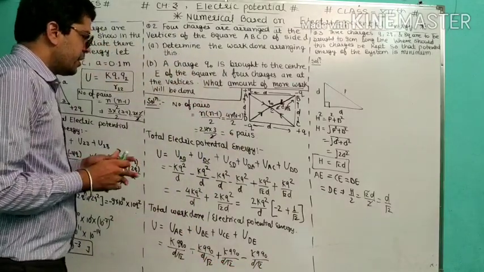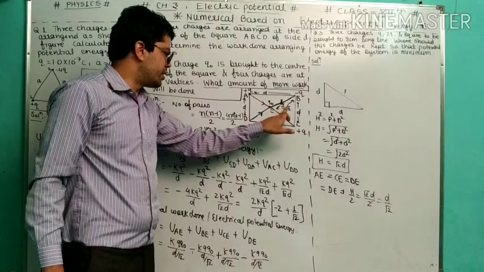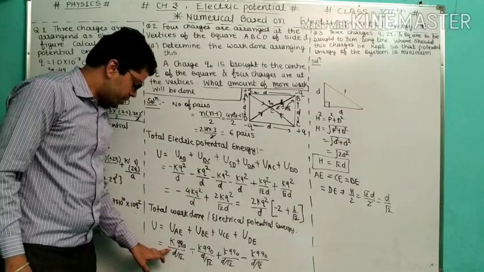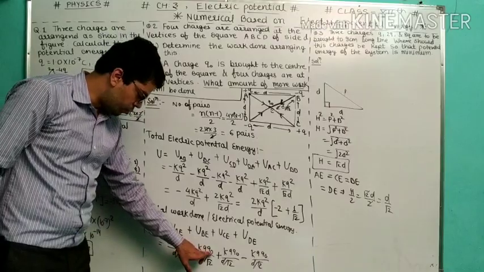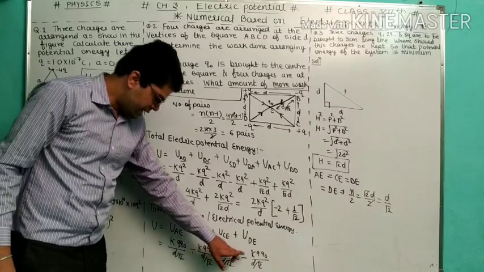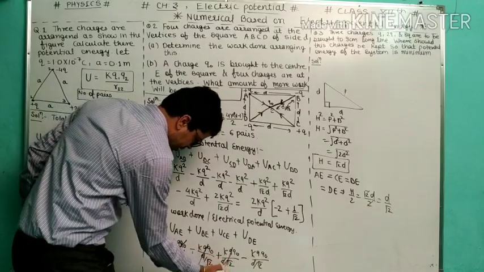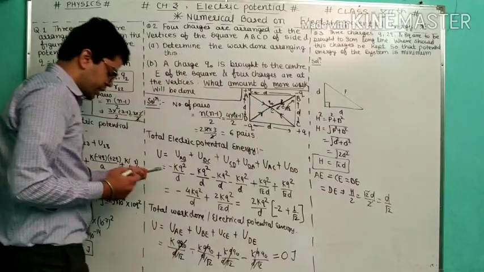See, between D, E, minus q and q naught, the distance between them is the same, d by root 2, because I have written it here for the understanding. So this is positive kq q naught upon d by root 2, this is negative kq q naught upon d by root 2. So this whole term is going to be cancelled, and the work done is 0 joule.